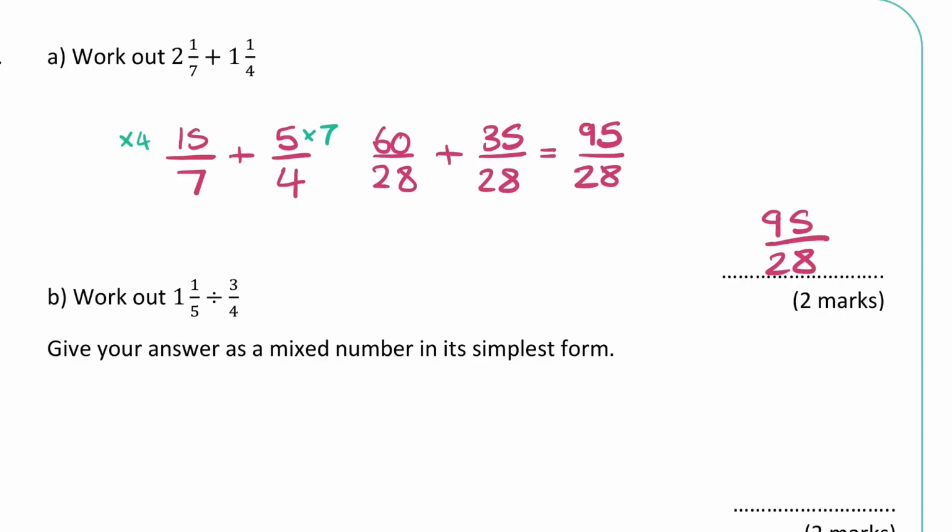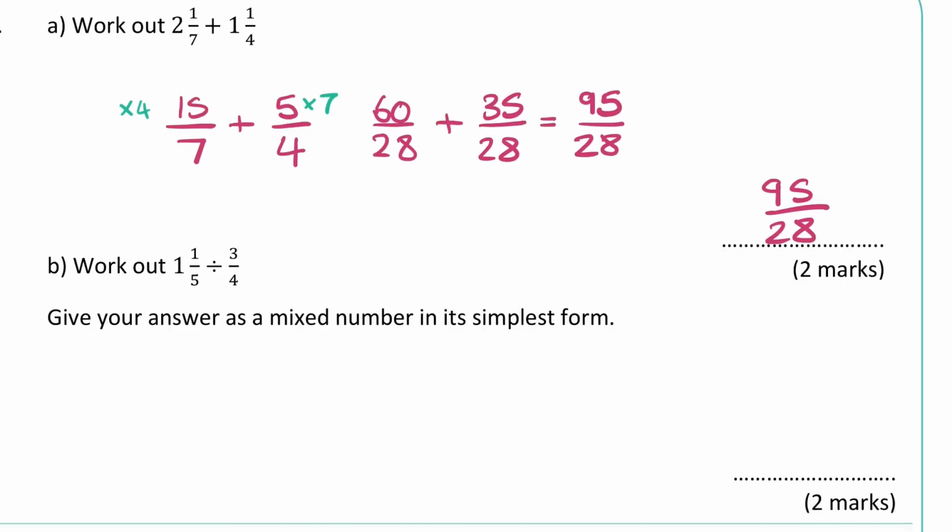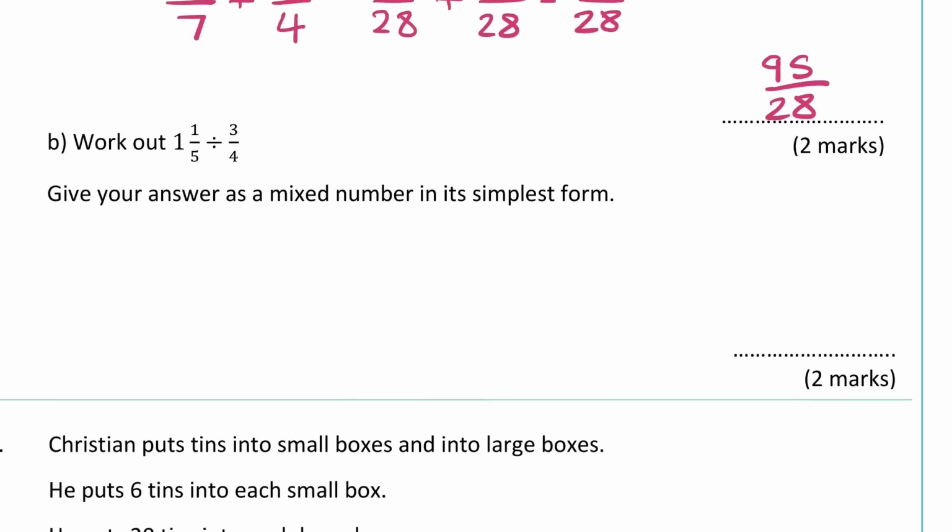So it goes up to 84, and we would have a remainder of 11. So you could write it as 3 and 11 over 28. However, it is absolutely fine to leave it in that form, given how the question has been asked. For the next one, we have some dividing fractions.